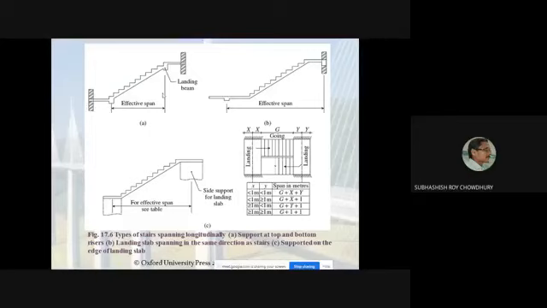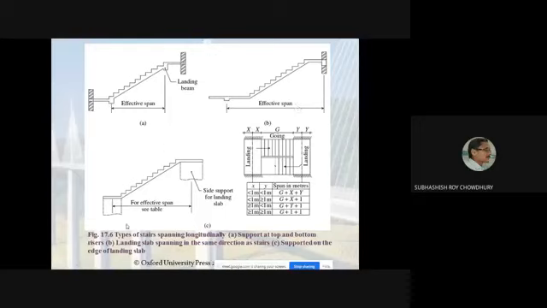The first possibility is this one, where the supports are there at the end of the waist slab as well as the end of the landing slab. There may be a situation where the supports are only at the end of the landing. This is the full landing and this is the floor slab, so there will be a common slab. This is the beam at the end of the landing part, and this is the beam or wall at the end of the half landing part. So this is another type of arrangement.